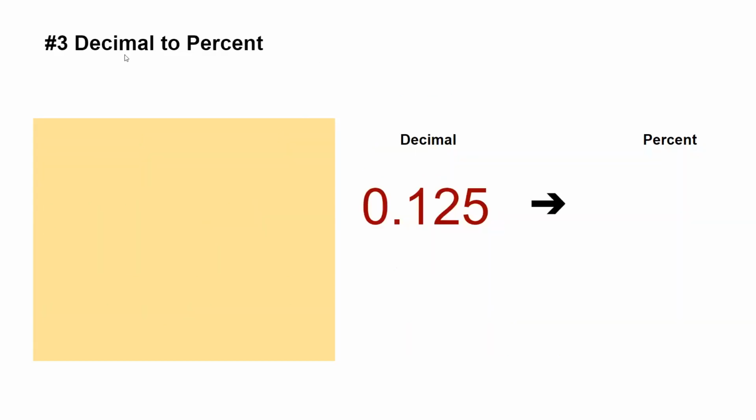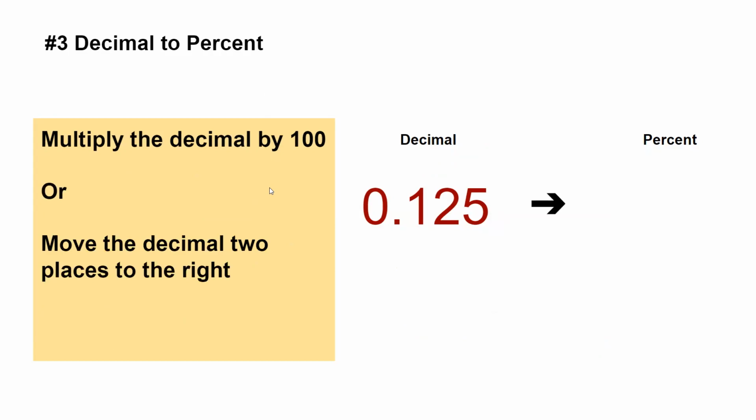Okay, let's convert a decimal to a percent. We are converting the decimal 0.125 to a percent. This is pretty straightforward. There's 2 methods that people will use. Multiply the decimal by 100, or move the decimal point 2 places to the right. These will accomplish the same thing. And then add the percent symbol.